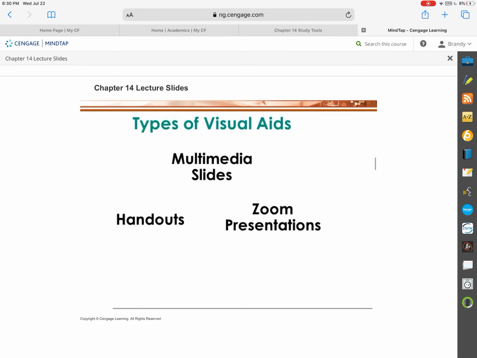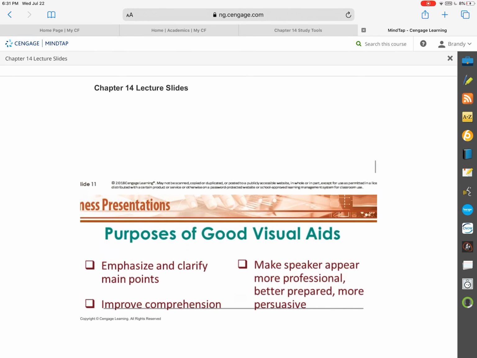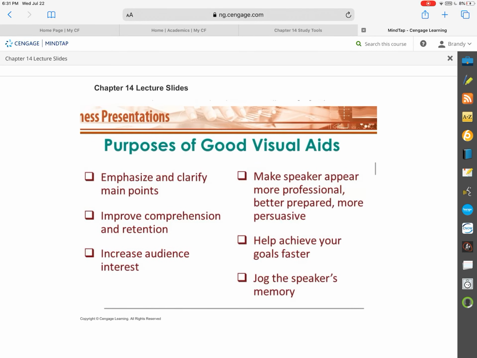And visual aids help. Now, there is a process to making good visual aids, whether those are presentations or PowerPoints or whatever the case may be, handouts, but you want to make sure that you're putting quality things up there. The purpose of a good visual aid is not to do it for you, though. And so you've got to make sure that the visual aid only emphasizes your main points. It's helping people to retain that information.